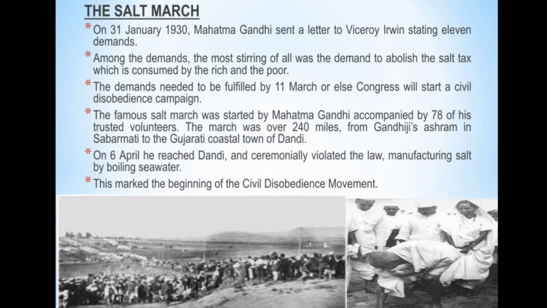The famous Salt March was started by Mahatma Gandhi, accompanied by 78 volunteers. The march was over 240 miles. They had planned for 24 days, 10 miles each day, from Gandhi Ashram in Sabarmati to the Gujarat coastal town of Dandi. On 6th April, he reached Dandi and ceremonially violated the law, manufacturing salt by boiling seawater. This marked the beginning of the civil disobedience movement.